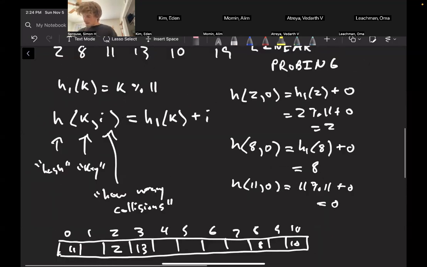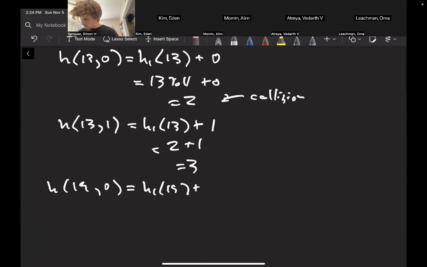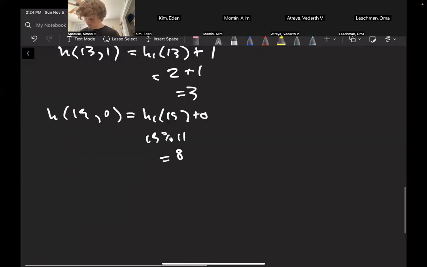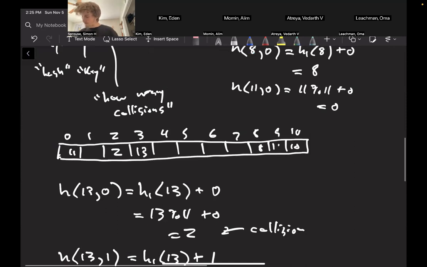Now let's look at adding 19. So h of 19, 0 is going to be h1 of 19 plus 0. So this is 19 mod 11, which is 8. And I think we already had something at 8. So I'm going to have to go for one more iteration. So this is h1 of 19 plus 1, 8 plus 1 is 9, and we put it here.